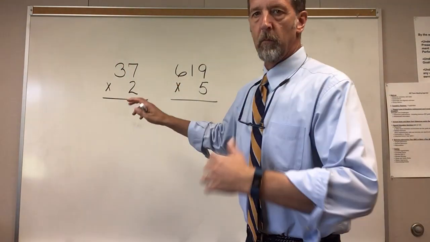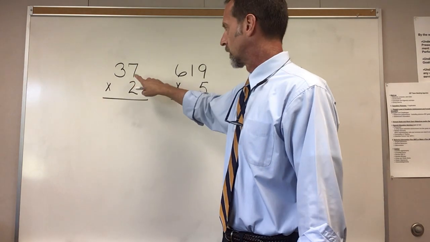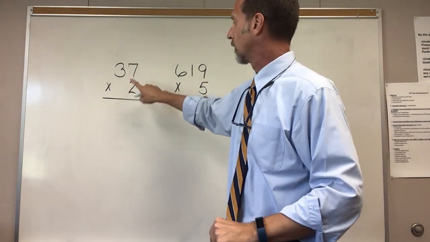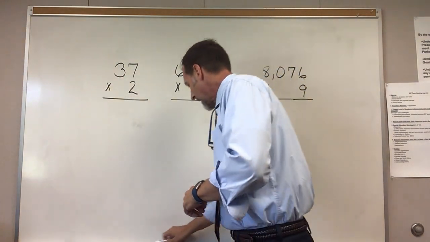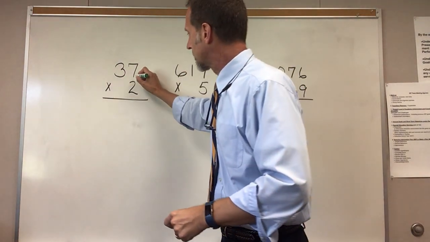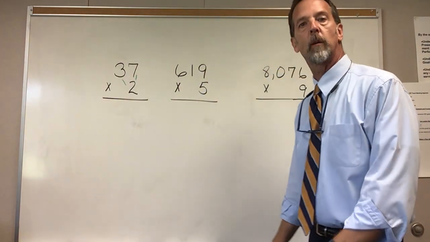In this problem, when I go to multiply, I'm going to be multiplying two times. I've got a two-digit number and a single digit here. I'm going to do two multiplication problems. I'm going to do 2 times 7, and I'm going to do 2 times 3. Let me say that again. I'm going to multiply 2 times 7, and I'm going to multiply 2 times 3. Those are the two multiplication problems I'm going to do.